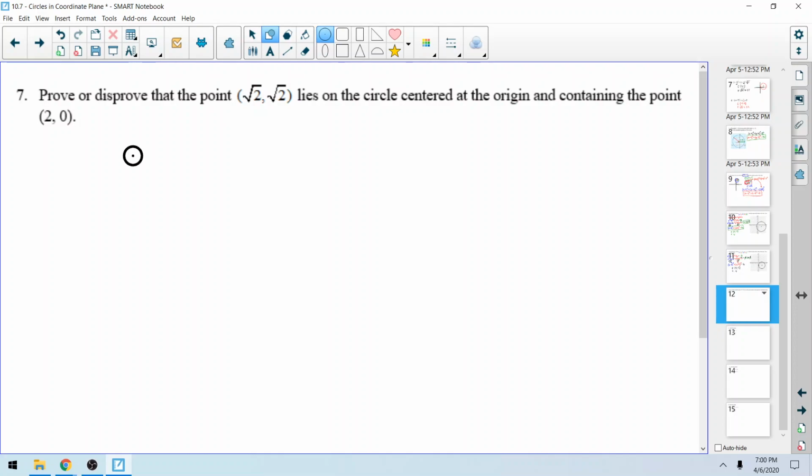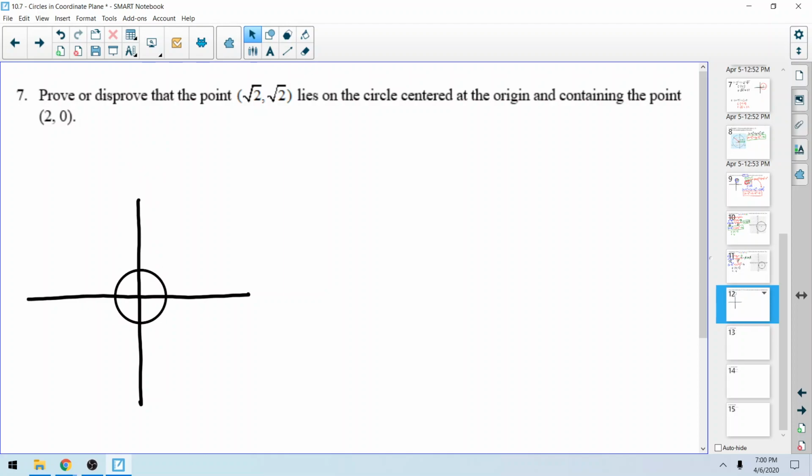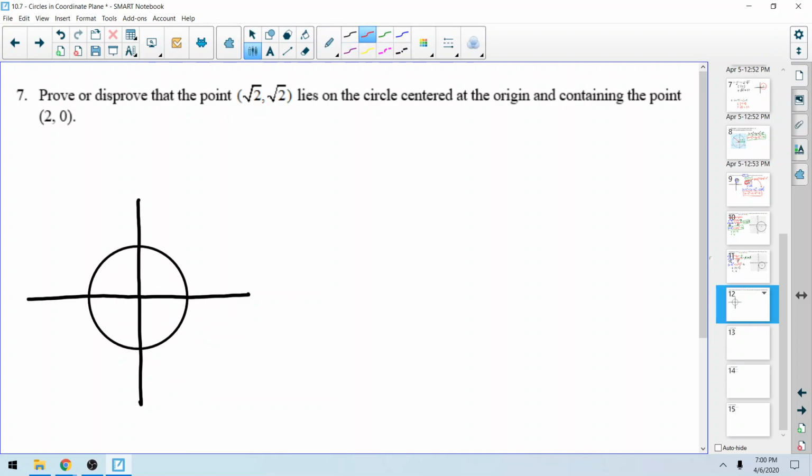We have a circle. It's centered at the origin. And it contains the point 2, 0. And it wants to know, is this point on the circle?